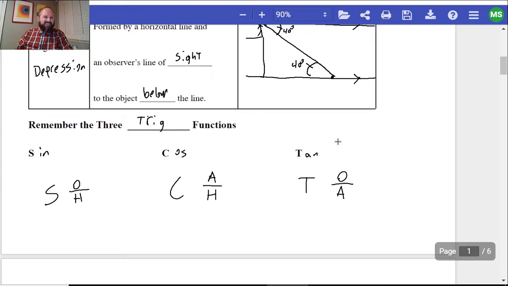So if the sine of this angle is equal to the opposite over the hypotenuse, we can figure this out depending on what we're trying to figure out. If we're trying to find the angle, we do the inverse sine of this fraction right here. If we're doing it for the cosine, we do the inverse cosine. And finally, the inverse tangent. All right, that's just a little review. Let's go on in 3, 2, 1.